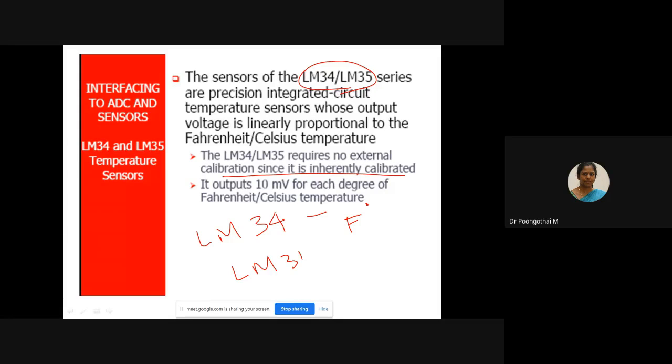LM35 outputs 10 millivolt, that is, your output voltage is linearly proportional to degrees Celsius. So that is the difference. These sensors are very accurate. It is a precision integrated circuit, and it responds to temperature change linearly. Okay.